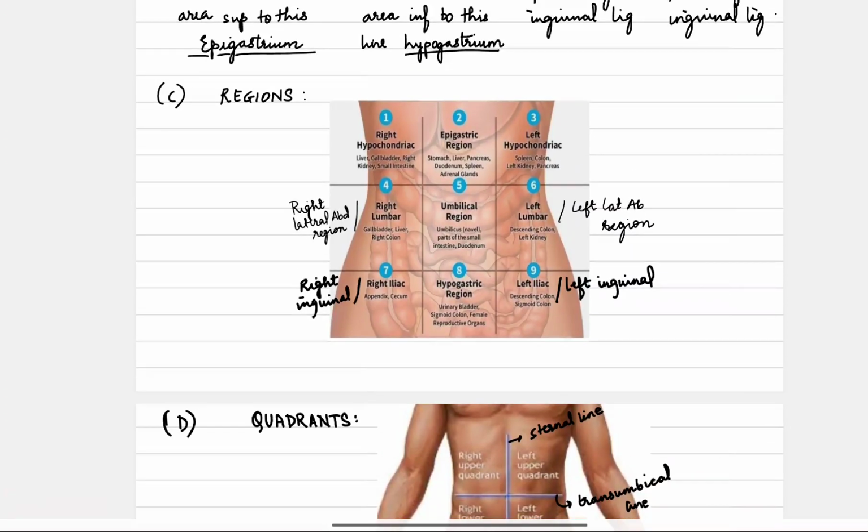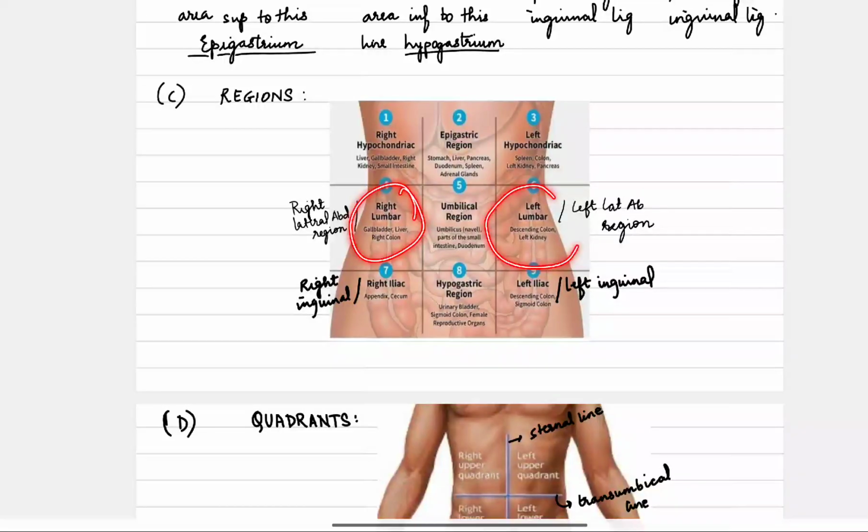Now there are also regions. The abdominal wall is divided into 9 regions. How? Right hypochondriac region, epigastric region, left hypochondriac region above; below, the hypogastric region, and the umbilical region is in the center. Here is the costal arch, and below that are the right and left hypochondriac regions.